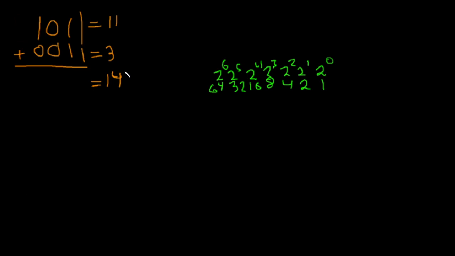For 14, the highest you can get out of that is an 8. So that means it is 1 eight, and then 14 minus 8 is 6. So then we can get a 4 out of that. 6 minus 4 is 2. So we can get a 2, and then we have nothing left over. So like that. It's essentially the same.